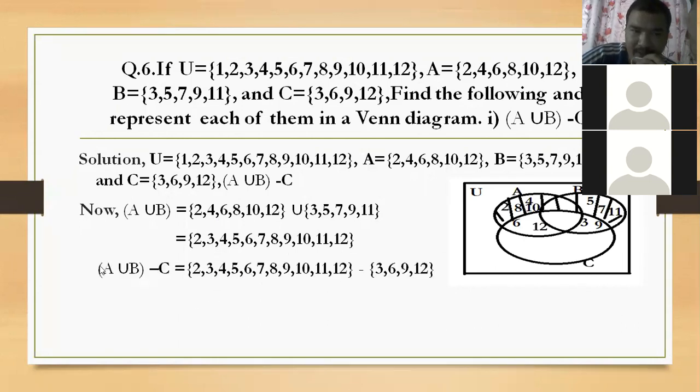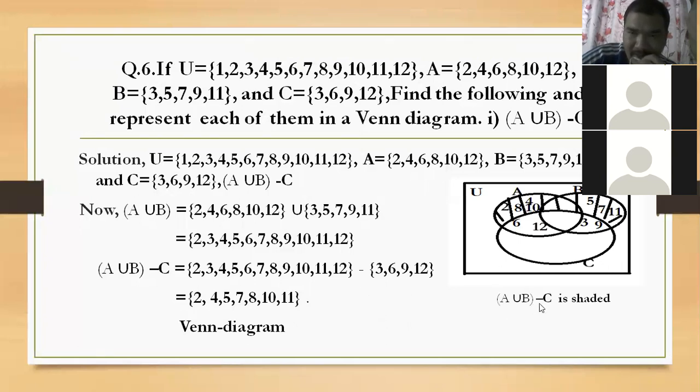Now from A union B subtract C. From A union B subtract the elements of set C. Then what will be the answer? 2, 4, 5, 7, 8, 10, 11. And in which part they are lying, those parts should be shaded. Are you clear, children? From A union B, which part is subtracted? Which part is not shaded here? C is not shaded. That's why A union B minus C is shaded. Are you clear, children, about it?